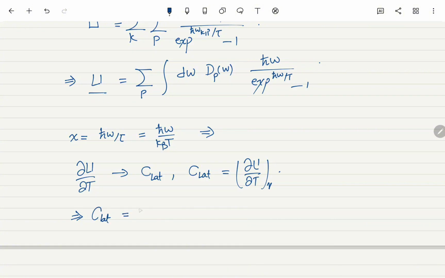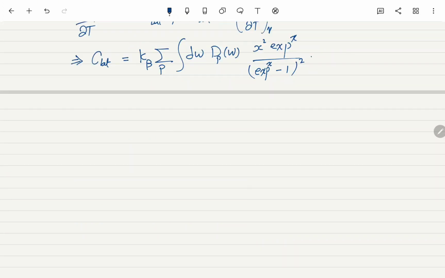C lattice is equal to kB summation over p integration dω/dp of ω, x squared exponential to the power x, divided by (e to the x minus 1) squared. Now if we look at this C lattice formula, we will find that the main problem is to find this part of the integration. Once we find this part of the integration, we can calculate C lattice.